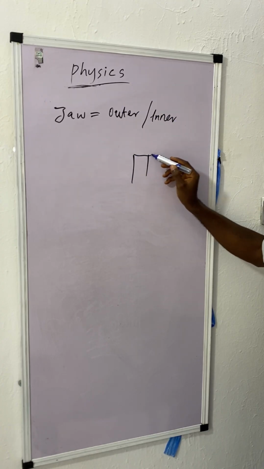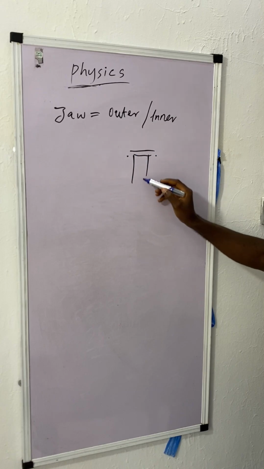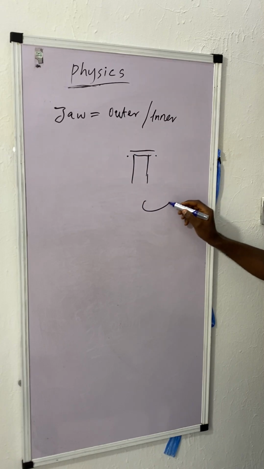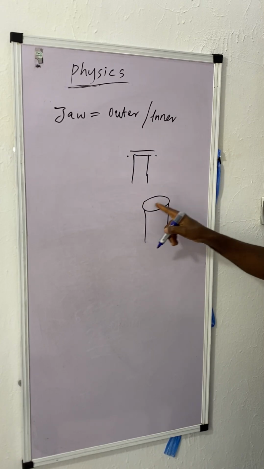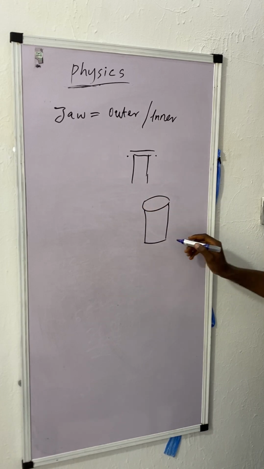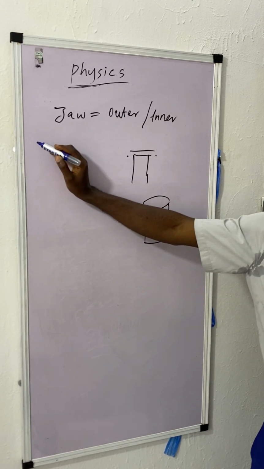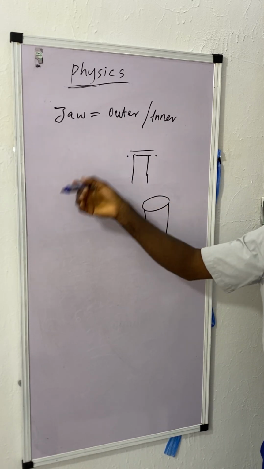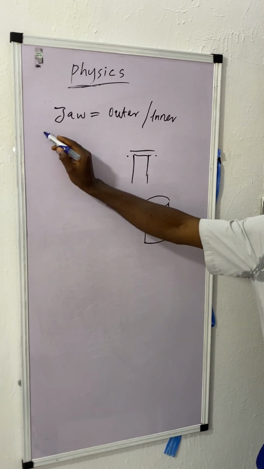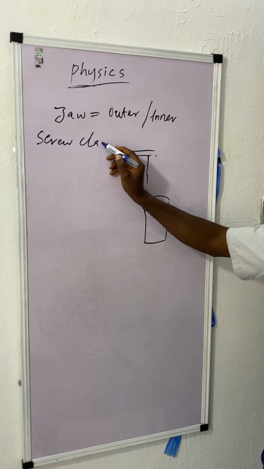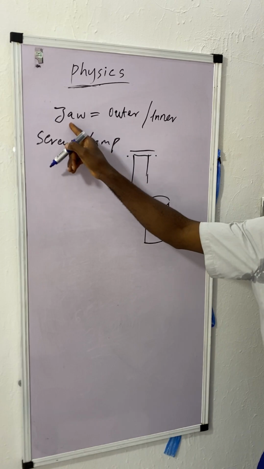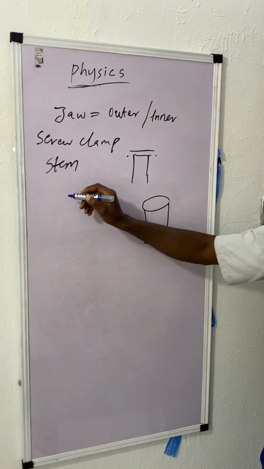Outer is used to measure outer diameter. Let's say you want to measure the diameter of a cylinder from here to here. The inner one is the one used to measure inner diameter. Let's say you want to measure the length of this inner part of the cylinder. It also has another part called the main scale. We already talked about that, the vernier scale. It has a part called screw clamp. It is this screw clamp that you use to adjust the jaw. Then it has another part called the stem.